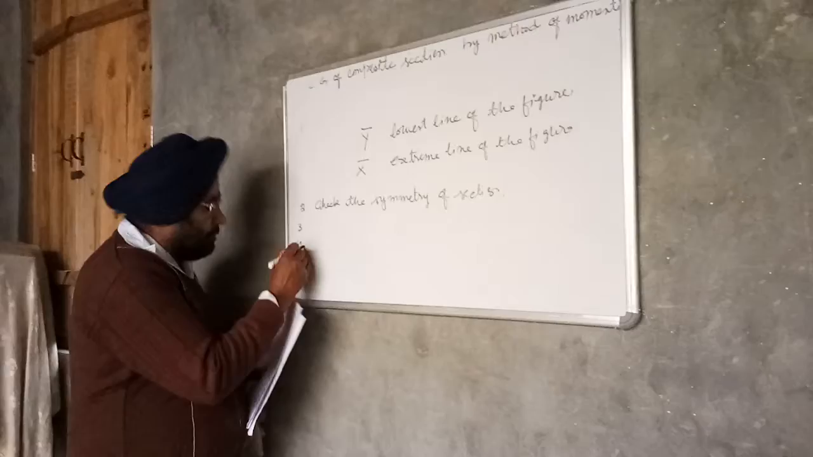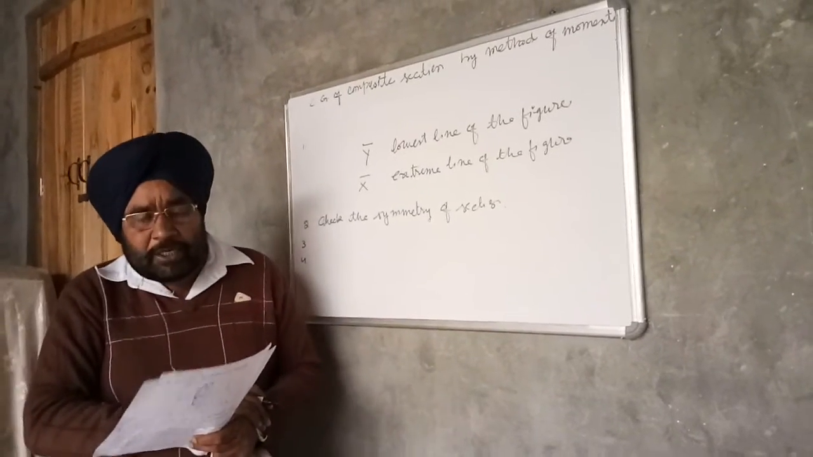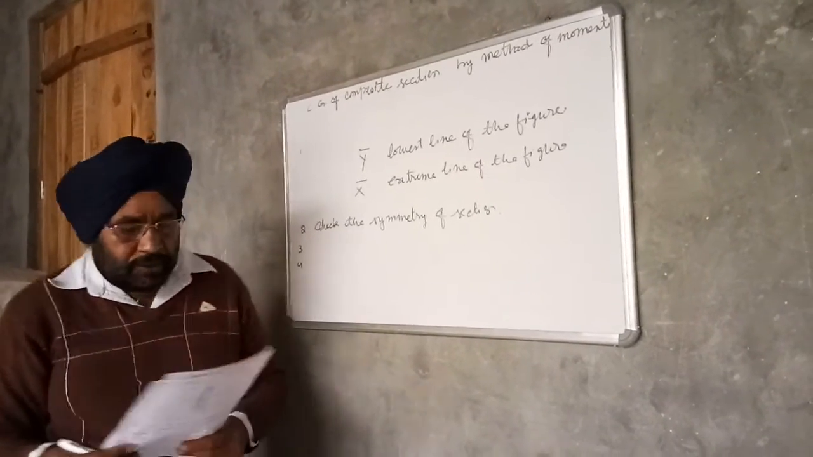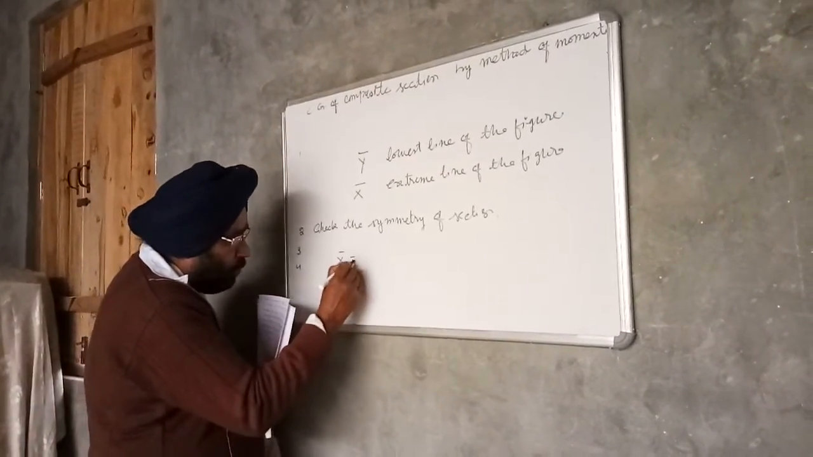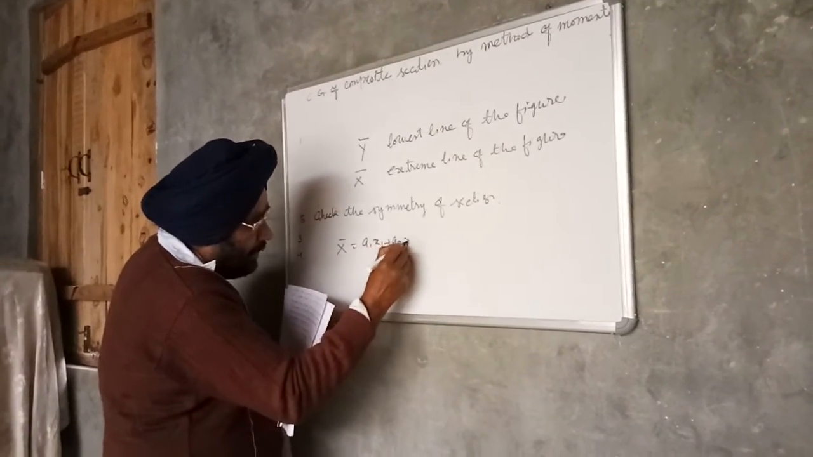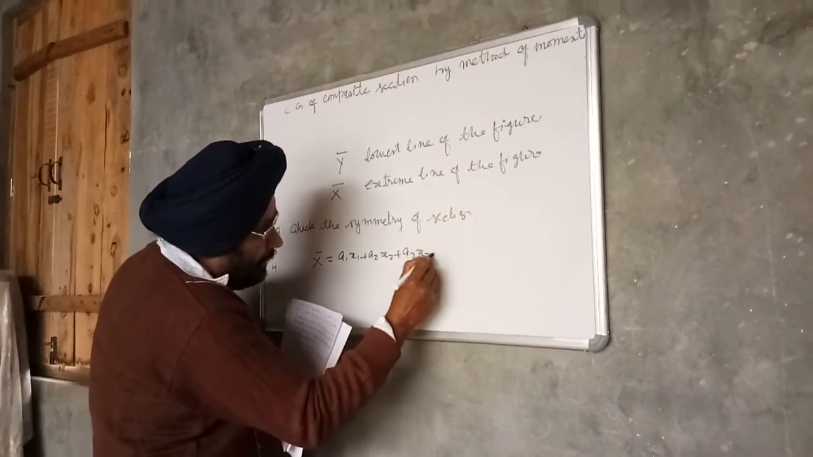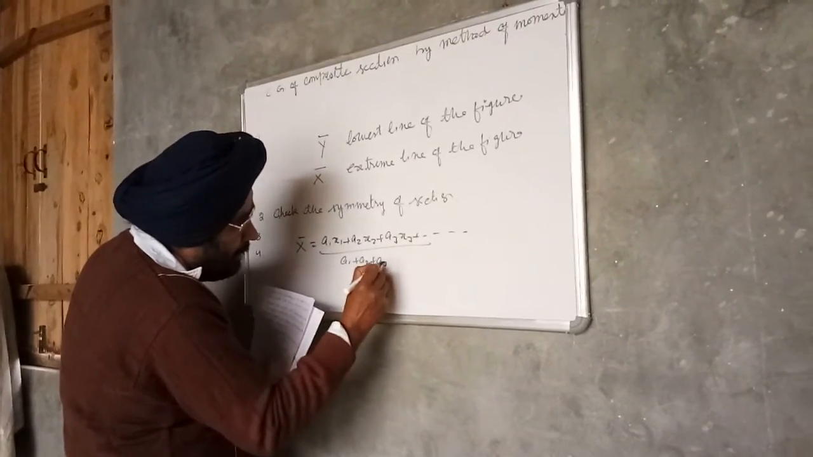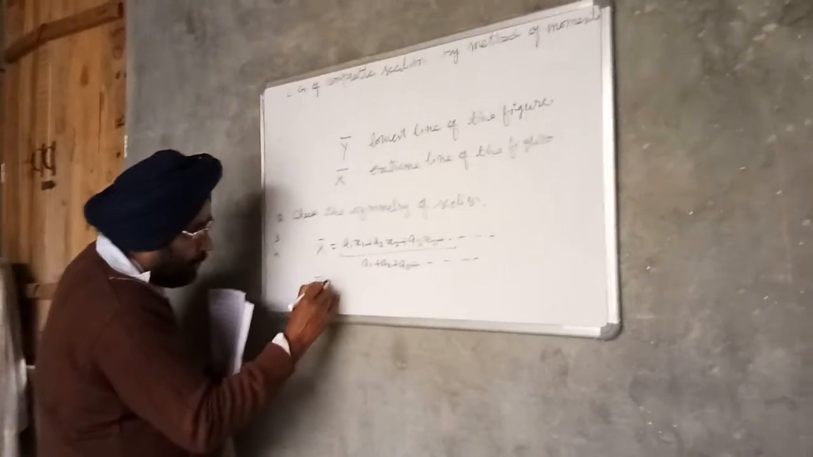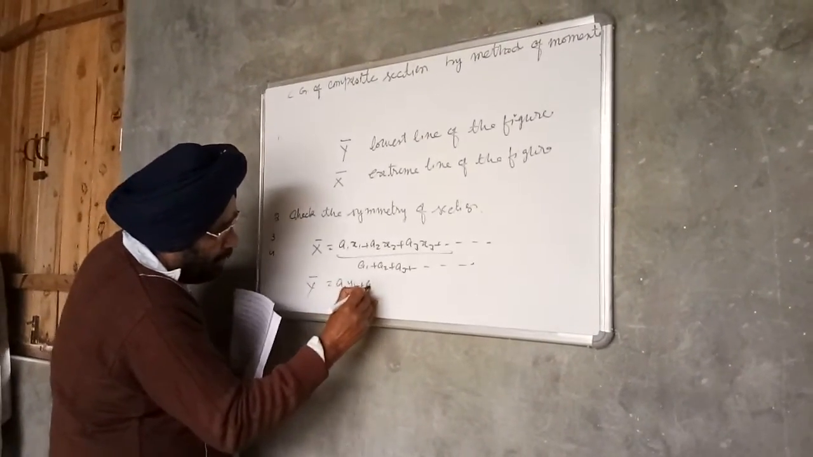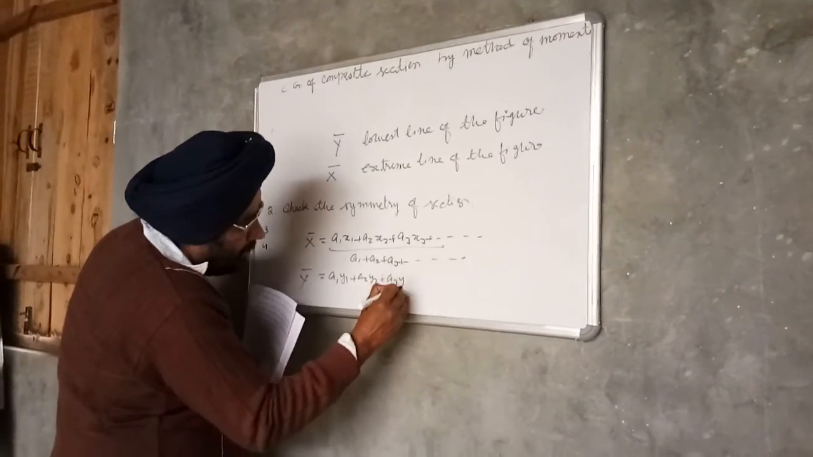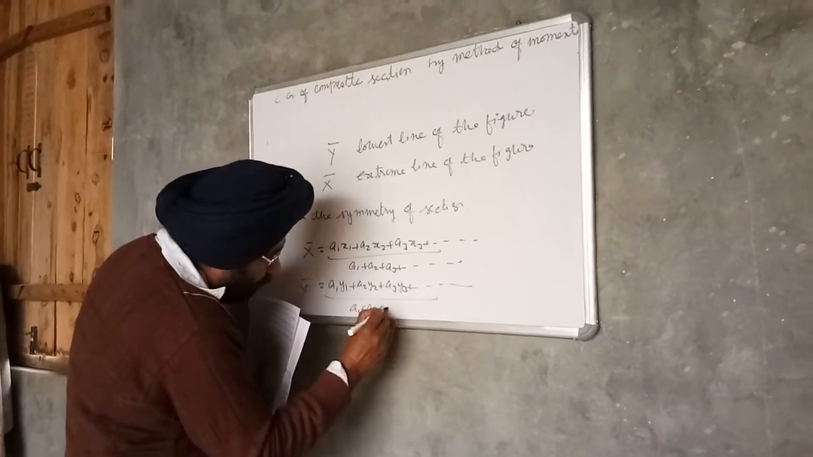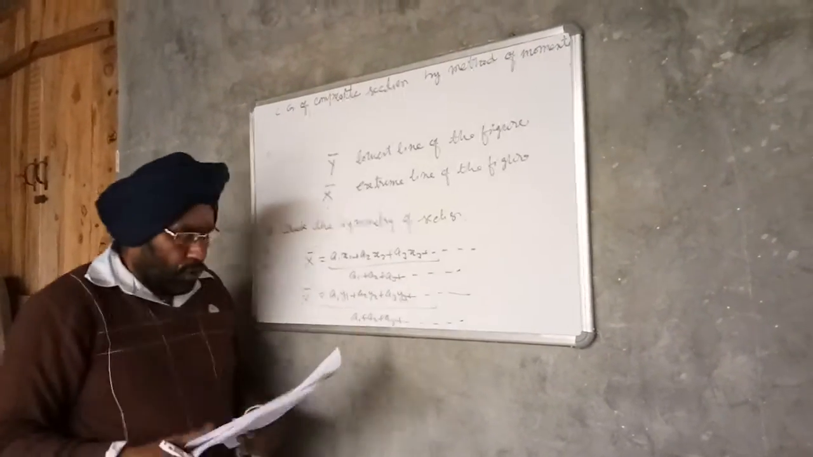Fourth, find the position of the center of gravity of the area by calculating x bar and y bar. Already we know x bar is equal to a1 x1 plus a2 x2 plus a3 x3 and so on, upon a1 plus a2 plus a3 and so on. Similarly, y bar is equal to a1 y1 plus a2 y2 plus a3 y3 and so on, upon a1 plus a2 plus a3 and so on.